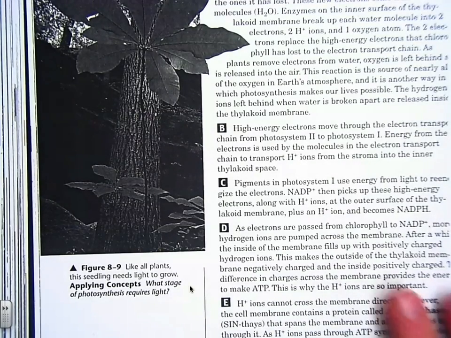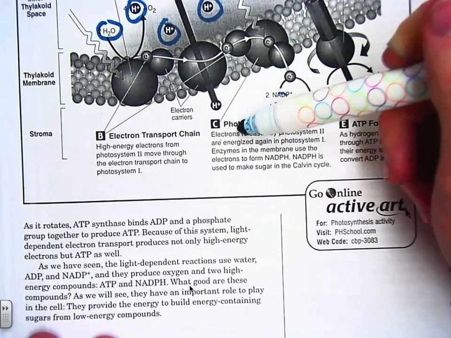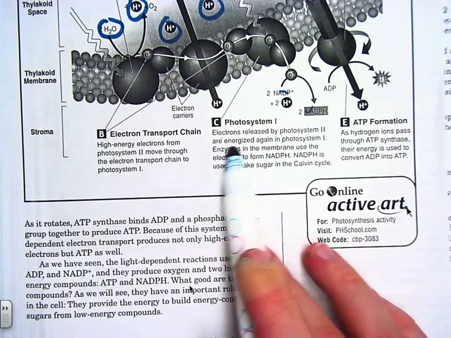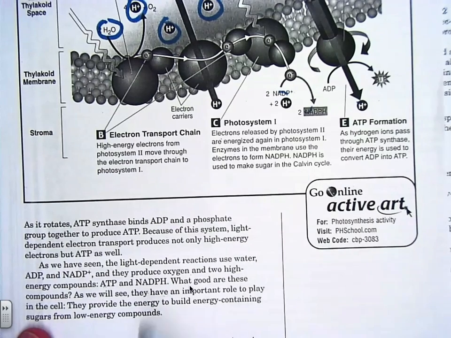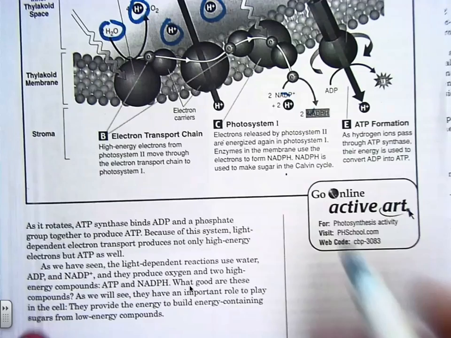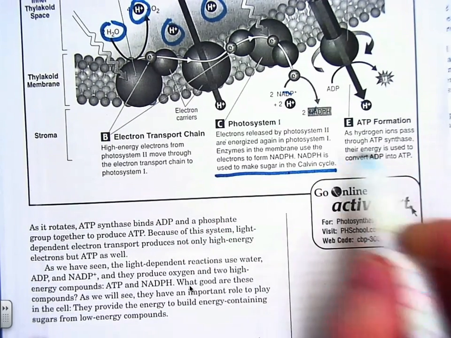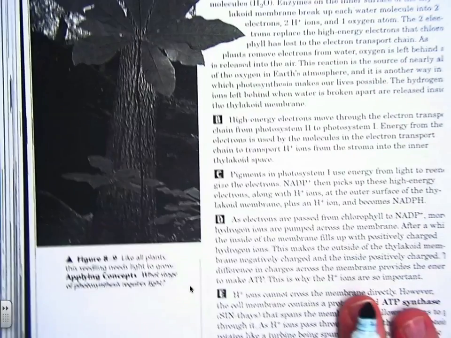So let's keep reading. Moving on to section C right here, photosystem 1. Electrons released by photosystem 2 are energized again by photosystem 1. Enzymes in the membrane use the electrons to form NADPH. NADPH is used to make sugar in the Calvin cycle. Alright, so good old NADPH is used in the Calvin cycle. Okay, so I'm going to read while you look at section C.